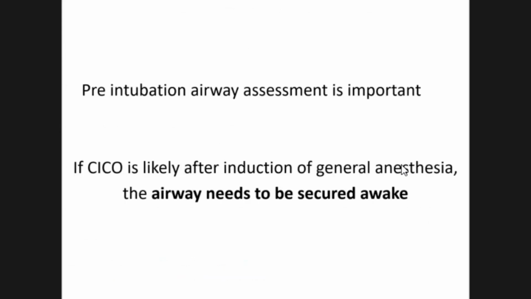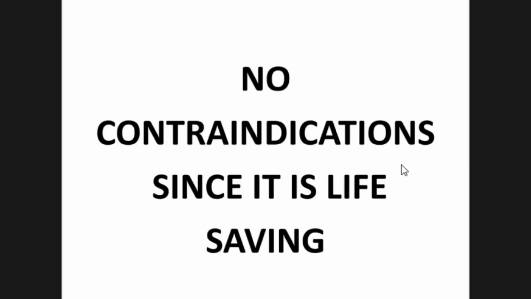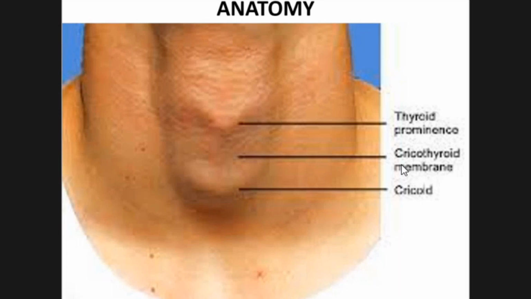That is why pre-intubation airway assessment is very, very important. In case of general anesthesia in OTs, if a CICO scenario is encountered, we can wake up the patient. But that option is hardly available in ICUs, where we have to secure the airway and oxygenate, because the indication for intubation will be something else in the ICU. It could be severe metabolic acidosis, shock, or hypoxia itself. As this is a life-saving procedure, there are no contraindications. The most important thing is the anatomy.